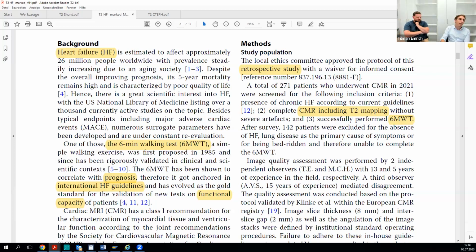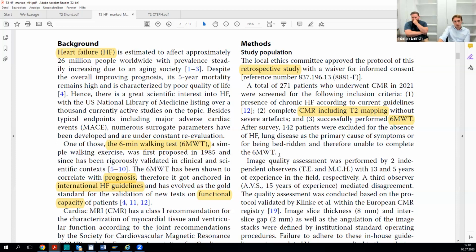And one way that it is studied is by outcomes, obviously, and because outcomes are sometimes hard to judge or hard to study, they use surrogates, and one of those surrogates is the 6-minute walking test. That's just a basic walking exercise where heart failure patients walk for 6 minutes up and down a corridor, and we record in the end how far they've walked. That has been validated pretty well and has been shown to correlate with prognosis, and has therefore also been put into international heart failure guidelines, because it's basically a surrogate for their functional capacity.